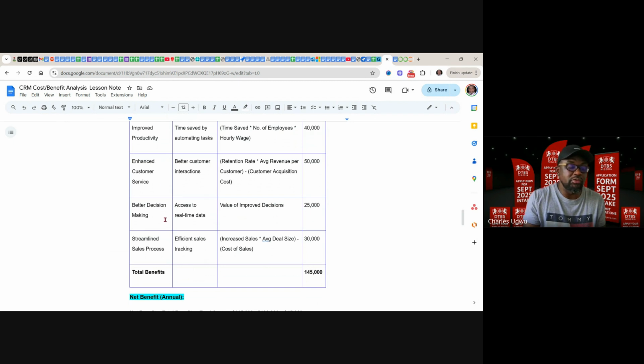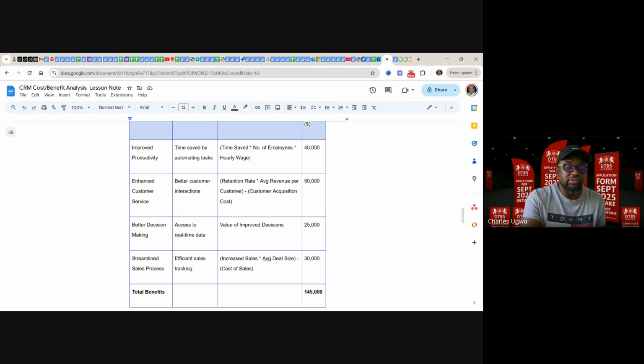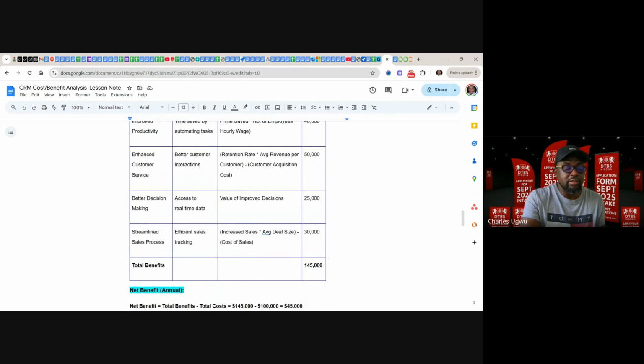So these are some of the values that cannot be easily monetized. Then we'll have a streamlined sales process, efficient sales tracking: increased sales times average deal size minus cost of sale, and we get 30,000. So you see, it's very difficult to get all of this to work. The point here is just to let us get the total benefit.